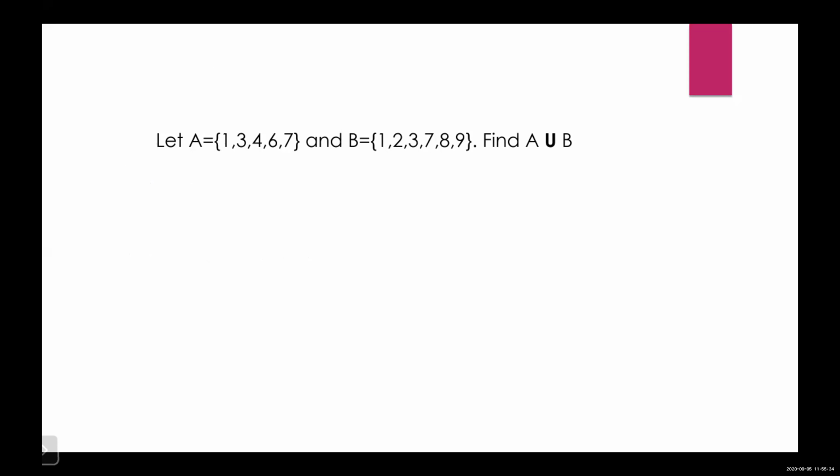Sania, can you read the question? Let A be the set containing elements 1, 3, 4, 6, 7, and B be a set containing elements 1, 2, 3, 7, 8, 9. Find A union B. Srihari, can you answer the question? Then it will be 1, 2, 3, 4, 6, 7, 8, and 9. Good. It is the set of 1, 2, 3, 4, 6, 7, 8, and 9.